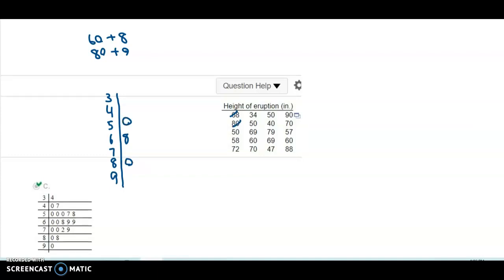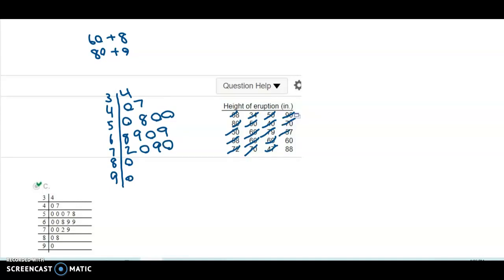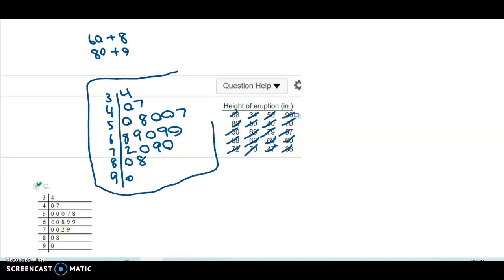And then we'll have 50, 58, 72, 34, 50, 69, 60, 70, 50, 40, 79, 69, 47, 90, 70, 57, 60, and 88. You can see I have a stem plot here, but the digits aren't in order.